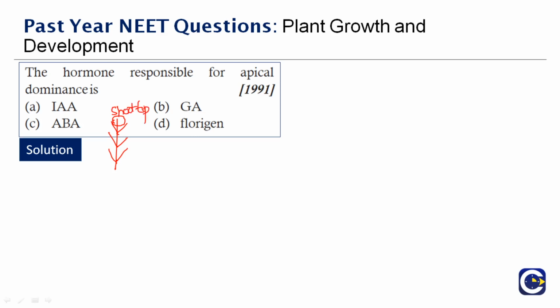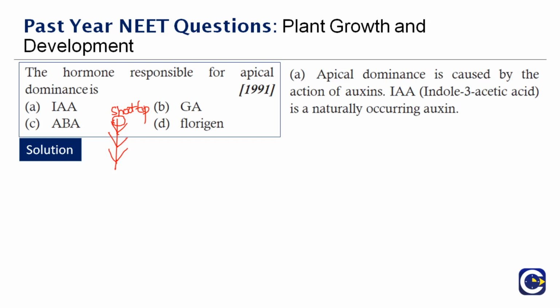Right, so what did I tell you there? I told you that indole acetic acid, which is IAA, produced in abundance, will cause this dominance to occur. Therefore, the hormone responsible for the apical dominance is IAA, which is indole 3 acetic acid. Easy question, in fact.